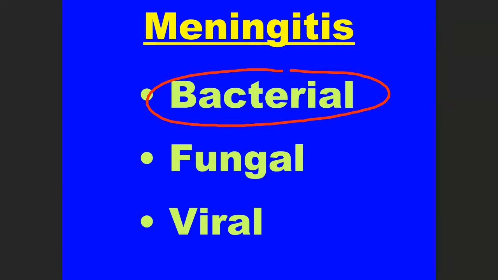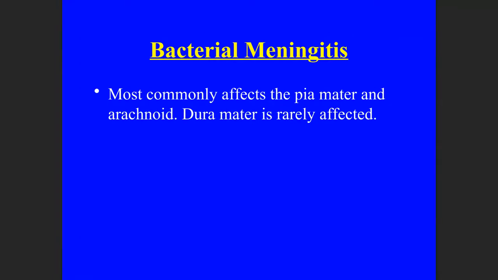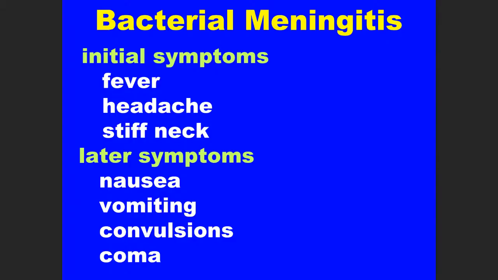And in other rare instances, meningitis can be caused by viruses. And we'll talk about a few of those, but the number one cause of meningitis in human beings is bacteria. So we're going to focus on that. With bacterial meningitis, even though any part of the meninges can be affected, it's usually the pia mater.